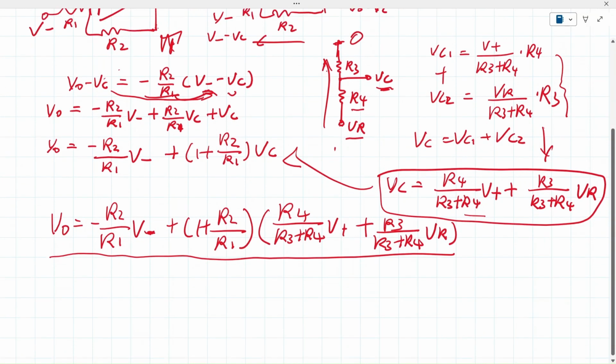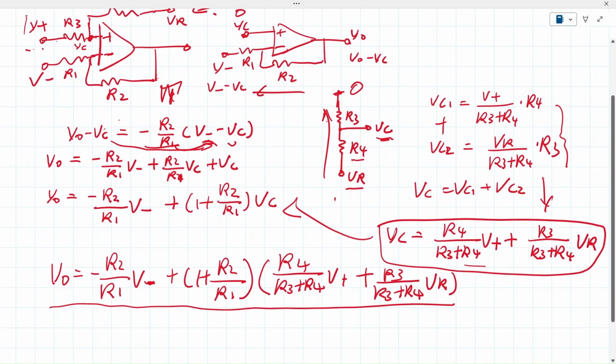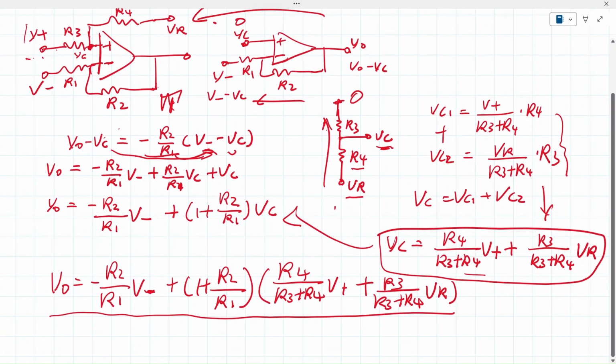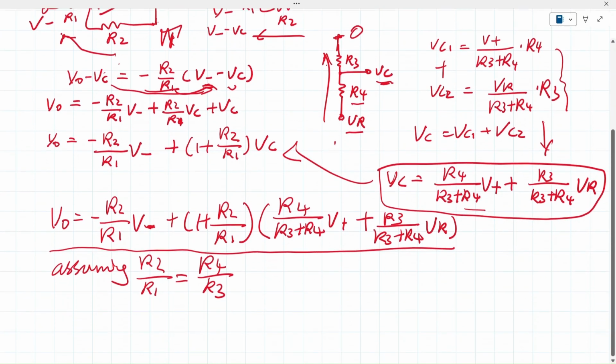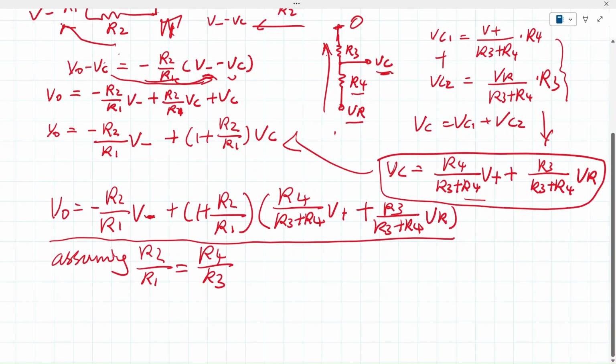assumptions and really simplify this. What's the assumption we normally make? We assume the R2/R1 ratio is equal to the R4/R3 ratio. Okay, if we assume R2/R1 ratio equals R4/R3, now we can replace all R4/R3 by the R2/R1 ratio.